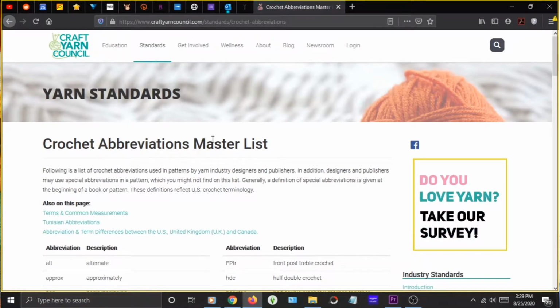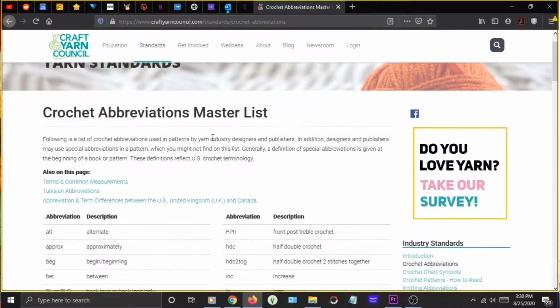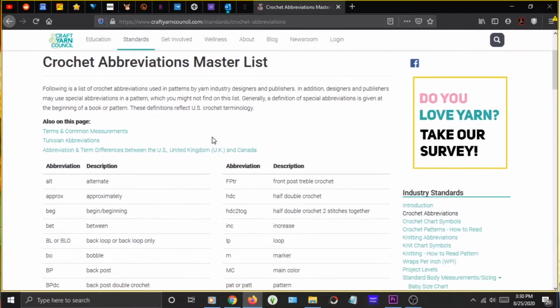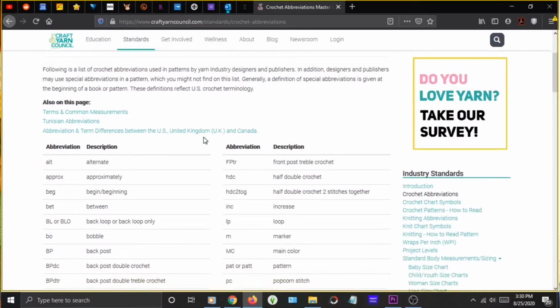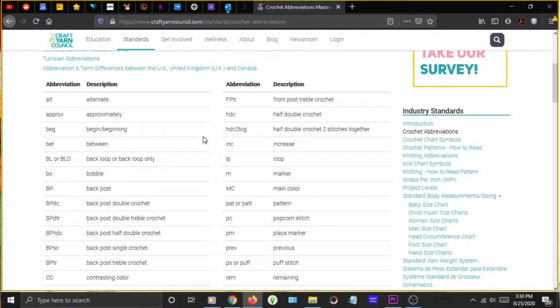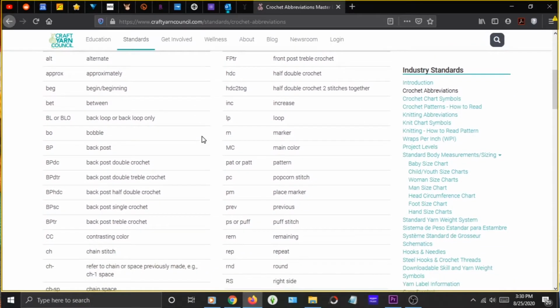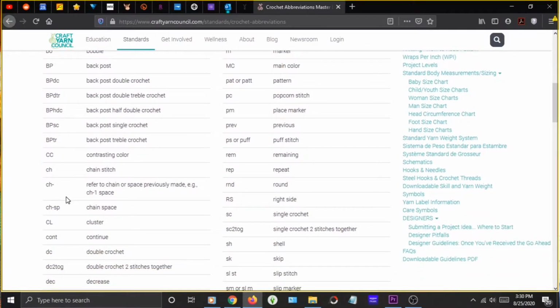The only thing I have noticed is that my abbreviation for slip stitch is a little different. I use SLST, and some people use SLP, and I'm like, okay, there's a difference. That's something you notice between patterns, that everybody has their own abbreviation for something different, which is interesting when it comes to crochet. But for the most part, you can pretty much figure out what each abbreviation means.